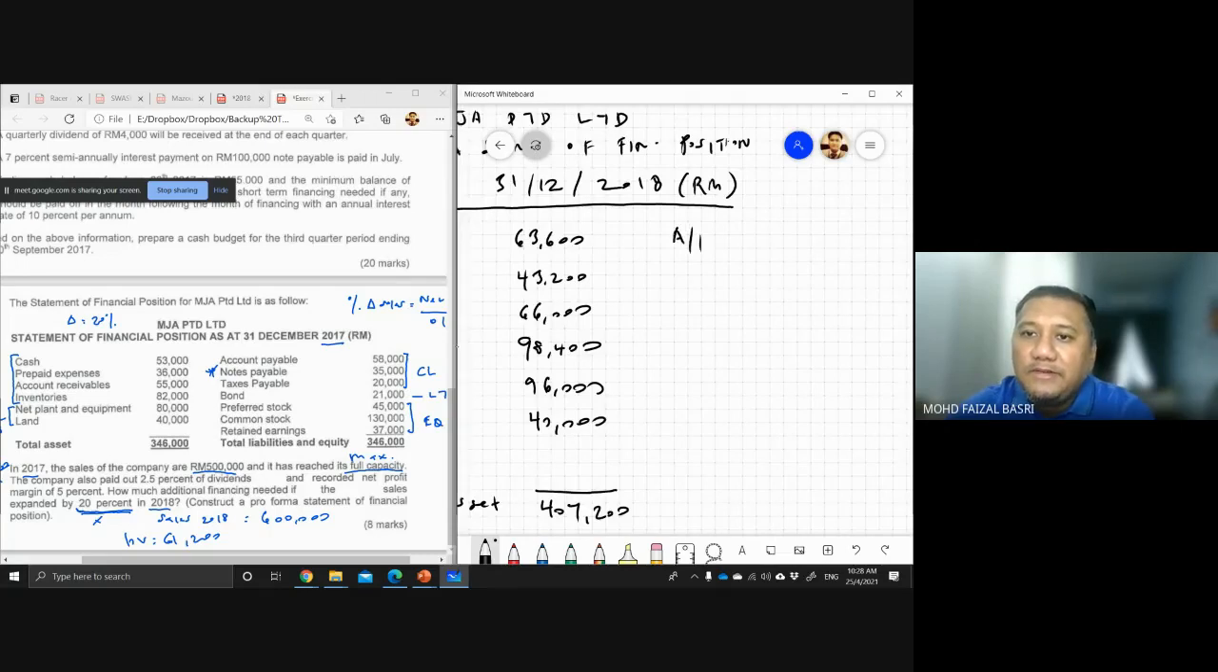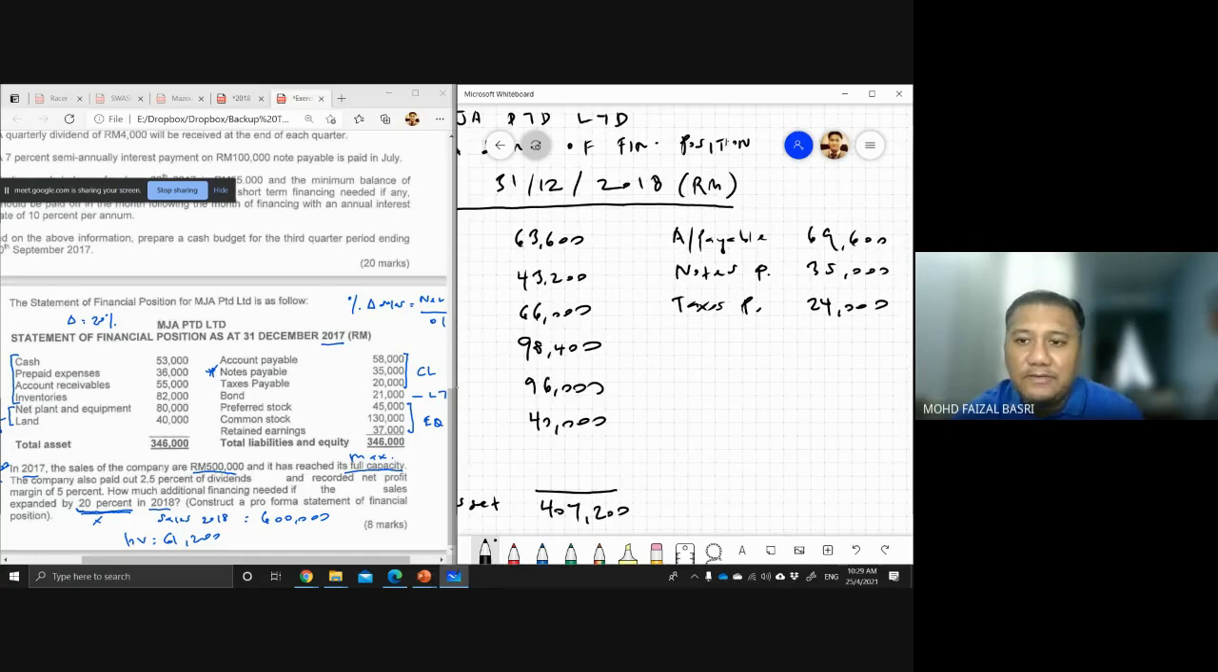So for account payable, for example, 58,000. Kita akan increasekan by 20%. So it will be 69,600. Notes payable will remain constant, 35,000. We don't have to increase it. And then we have tax payable. This will increase by 20%. So 24,000. Okay, and the rest of the items akan remain constant.